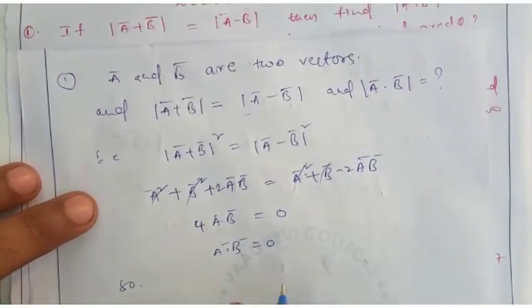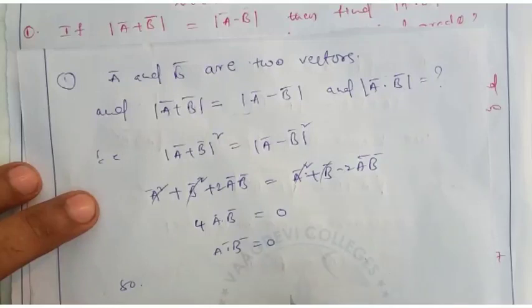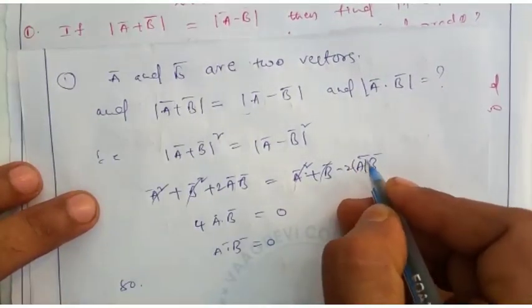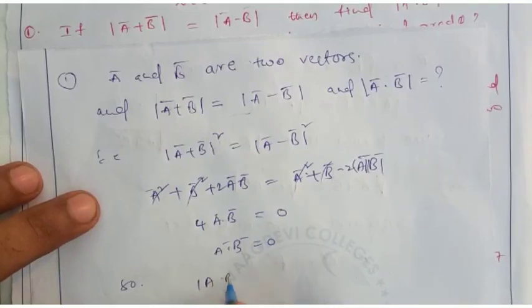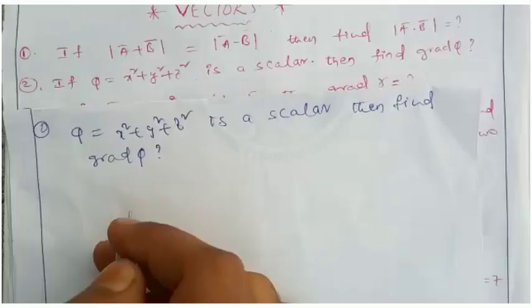So modulus of A bar dot B bar is equal to 0.